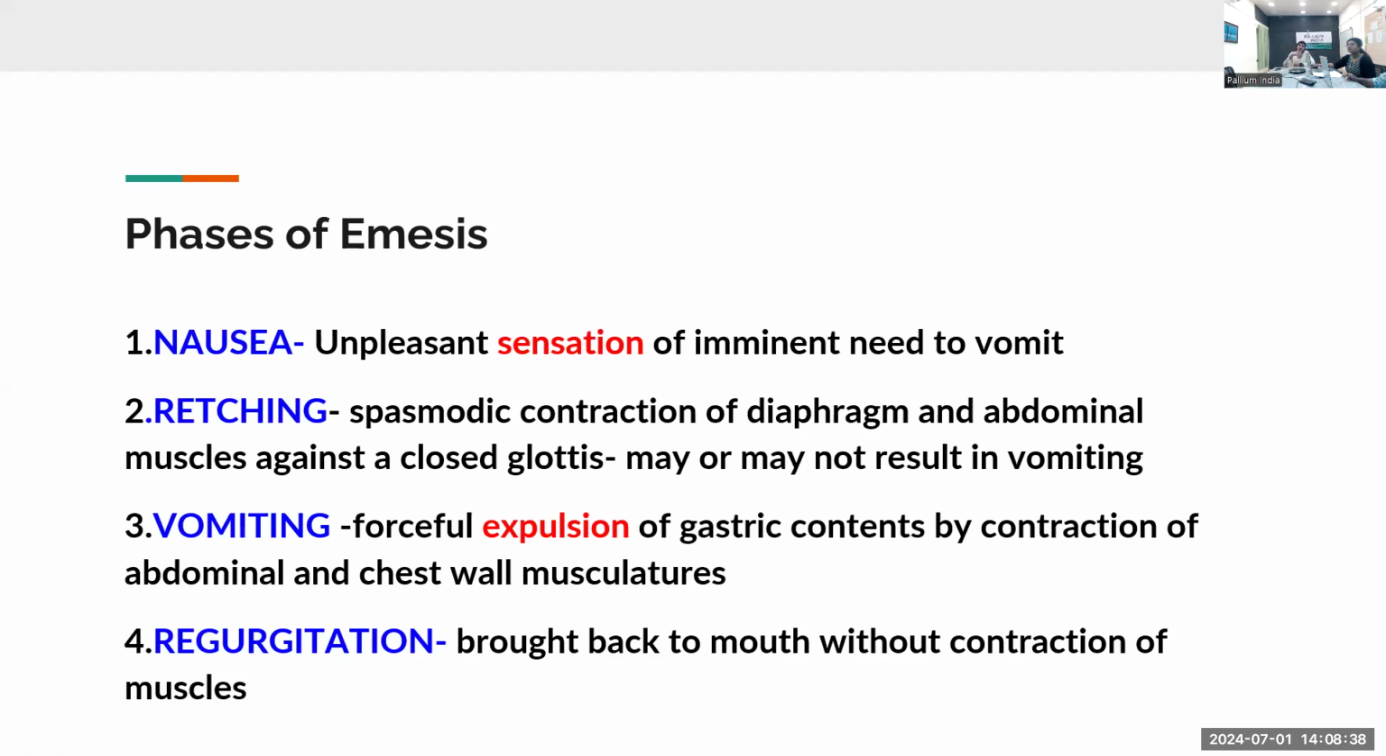Nausea is sometimes preceded by vomiting, but sometimes a patient will keep on having nausea alone. They will not vomit, but they will tell you that they are feeling nauseated alone. Like that, retching is a spasmodic contraction.